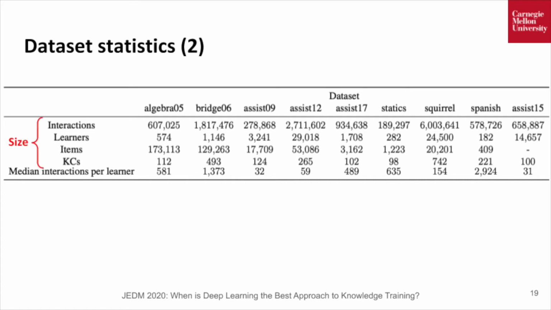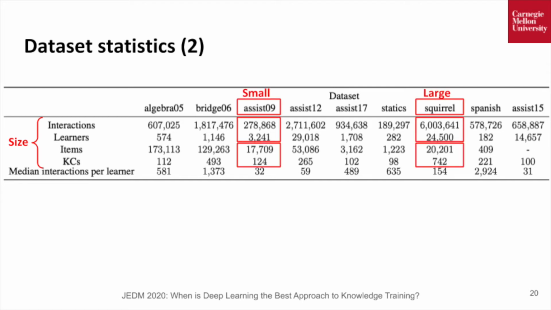The first 4 features, total number of interactions, number of learners, number of items or questions, and number of knowledge components, represent the dataset size. We found the size of the dataset most directly influences the relative performance of knowledge tracing models. This is because each model needs a different amount of data to generalize well. When considering the statistical generalization of knowledge tracing models, the dataset is small if it contains few learners that attempt each question.